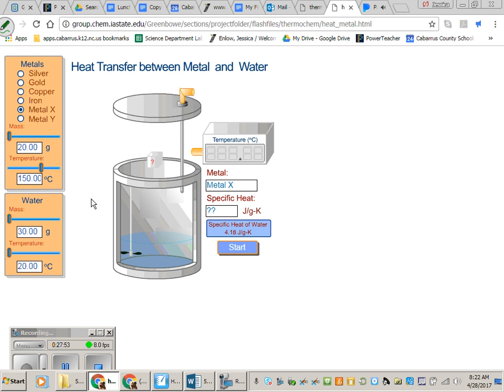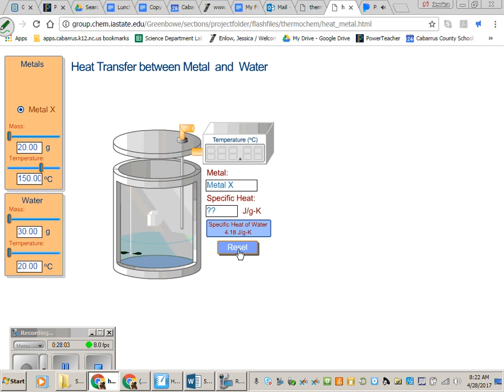What's my initial temperature of water? 20 degrees Celsius, because that's what the simulation says. All right, so now that they're at different temperatures, this will work. So all I have to do is hit start. It's going to start the reaction.